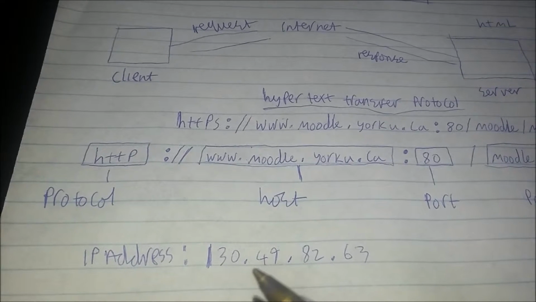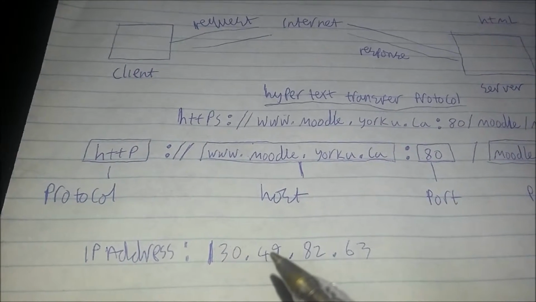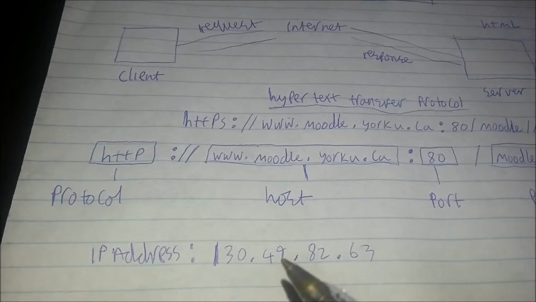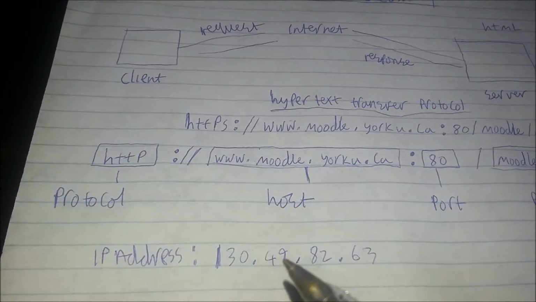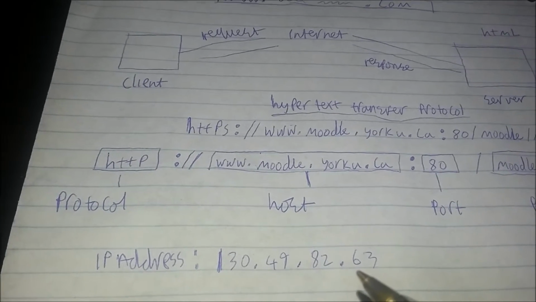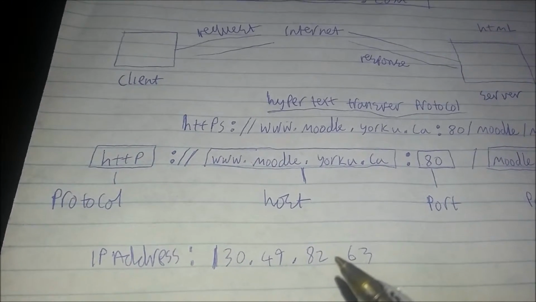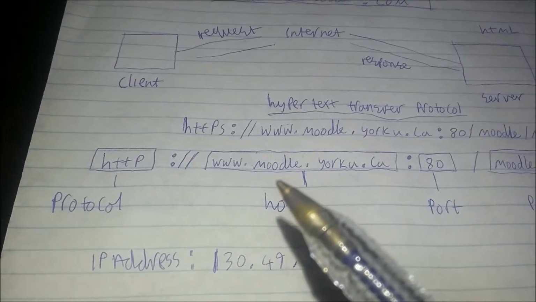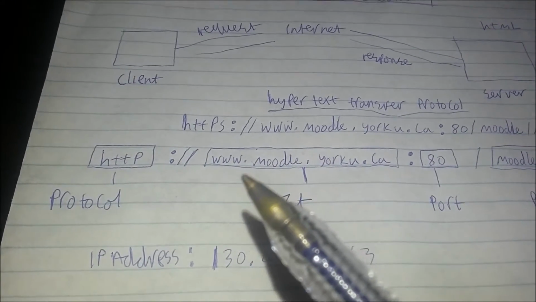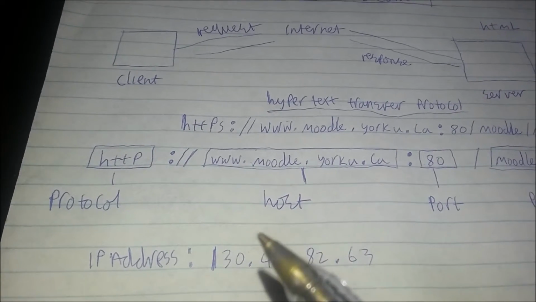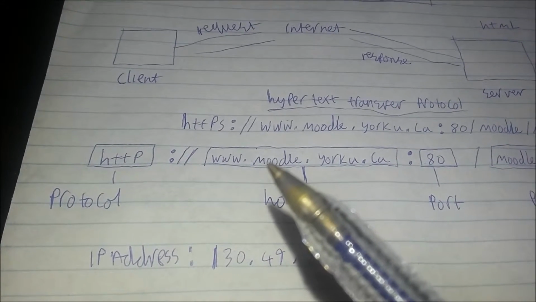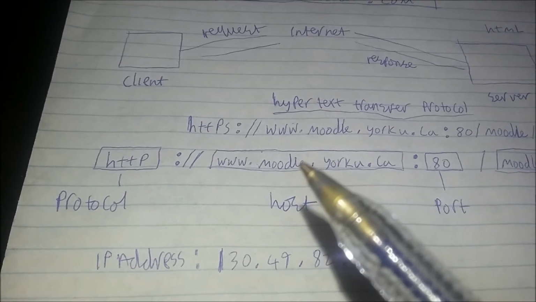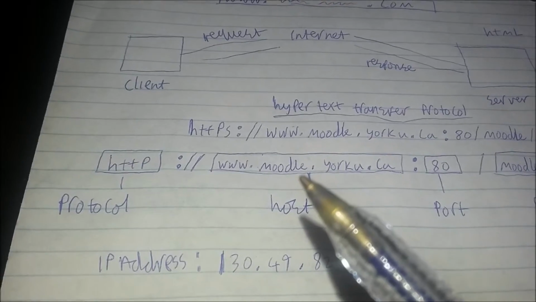Think about the amount of websites that you go on every day. It would be really difficult if every time you want to change a website, you have to memorize the IP address of the server which has the website files on it. It would be difficult to remember all of them. So instead, it's much easier to assign this IP address a domain name like moodle.co.ca so that people can remember it much easier.